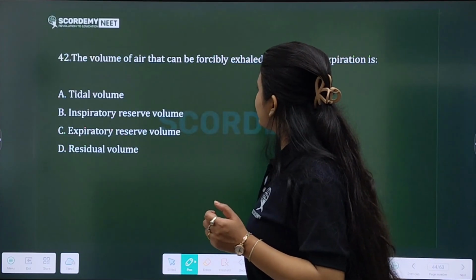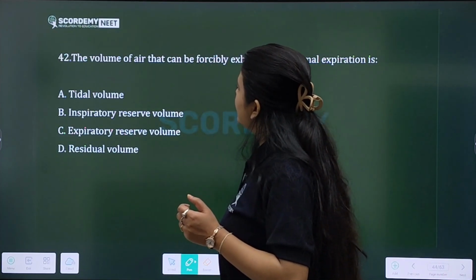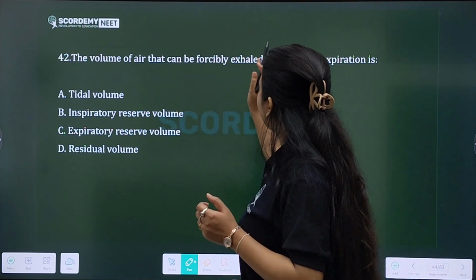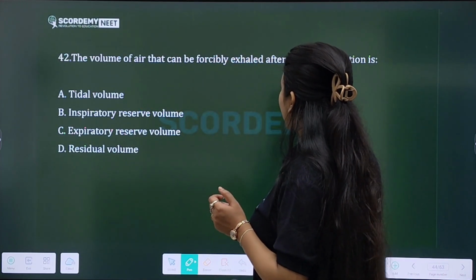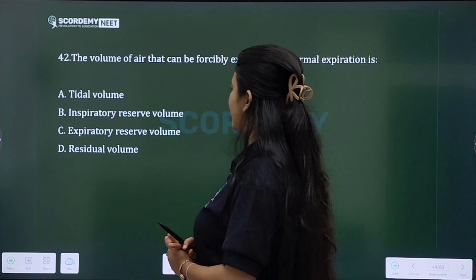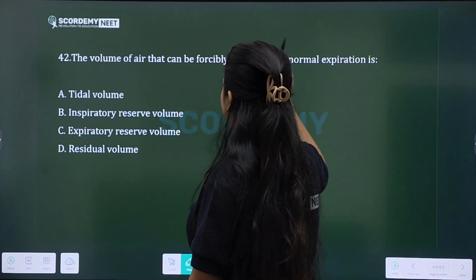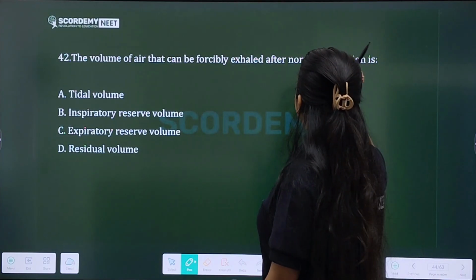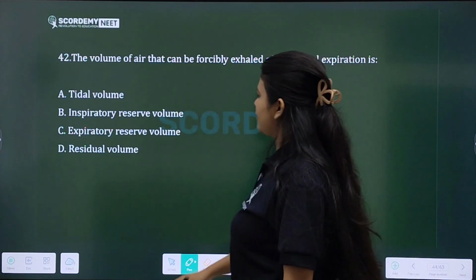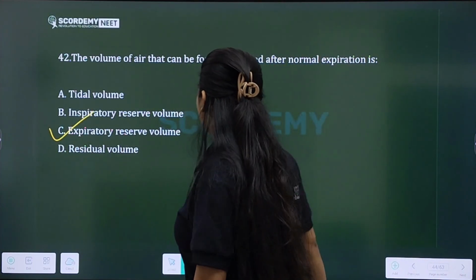Okay, then 42. Next question. The volume of air that can be forcibly exhaled after normal expiration is, this is your expiratory reserve volume. Okay?